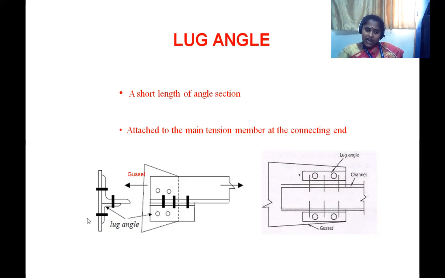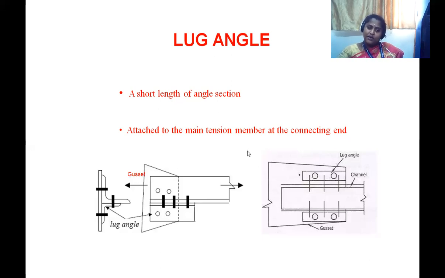For that, you add an additional smaller angle called a lug angle. That is given only for a shorter length, not throughout the entire length, and is mainly provided to satisfy the connections.